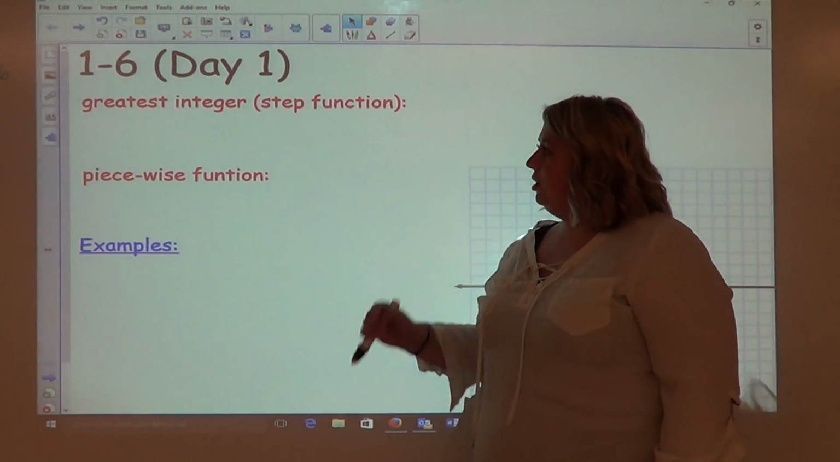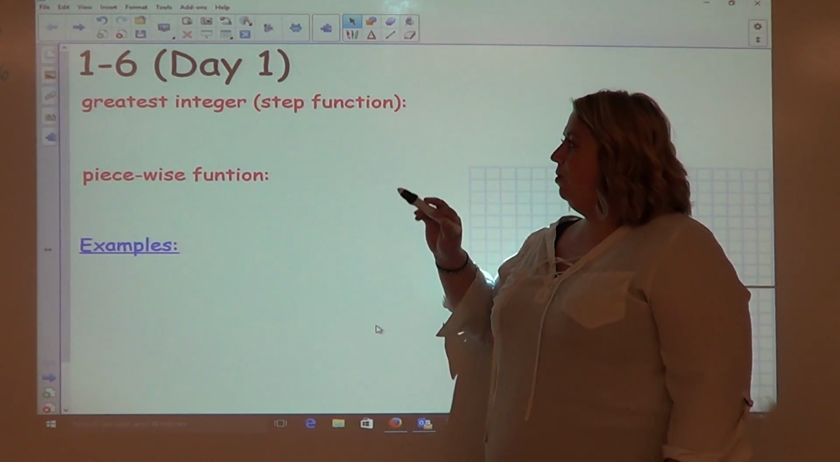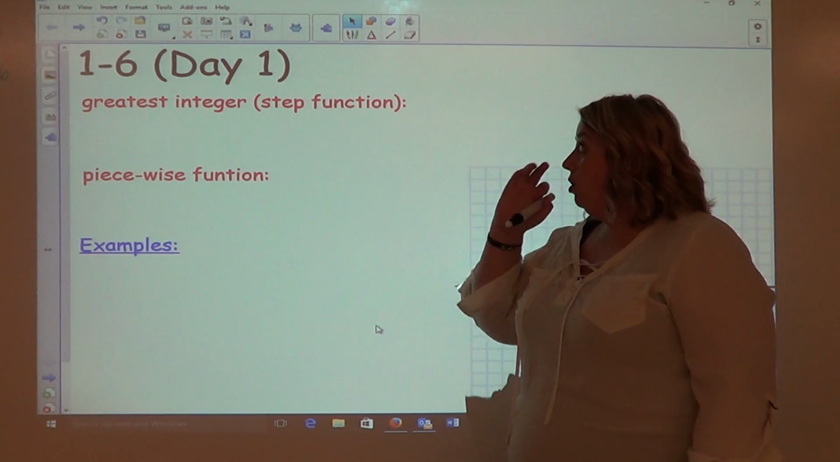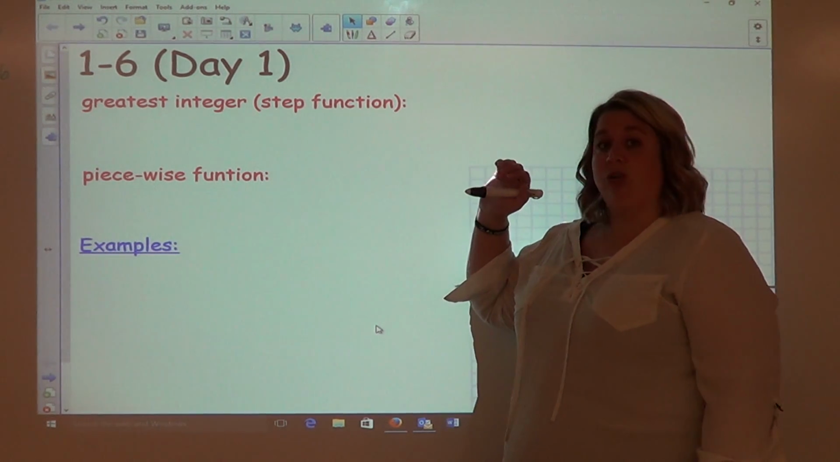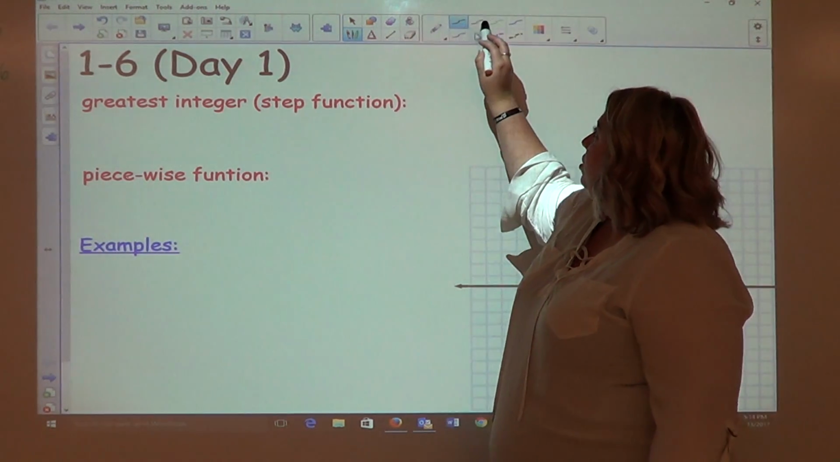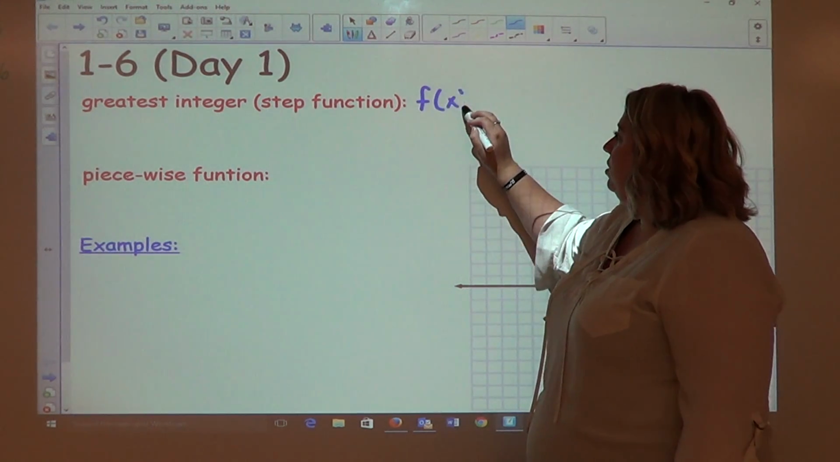Okay, so section 1.6 is going to be mostly graphing. Graphing and looking at parent functions and transformations. The two kinds of graphs you're going to have to make are your greatest integer, which are also called your step functions, and a piecewise function. So the greatest integer functions, these look like this.